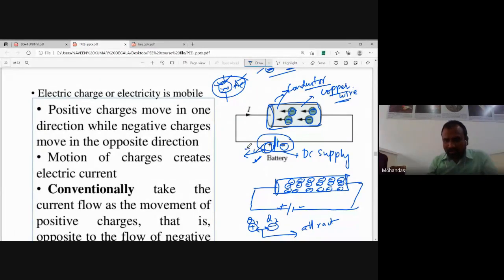At the source, there is a positive charge, but in the conductor, free electrons are present. These free electrons have a negative charge. What is the force between them? Force of attraction. That means this positive terminal of the battery is trying to attract this electron. This conductor is connected with connecting wires.